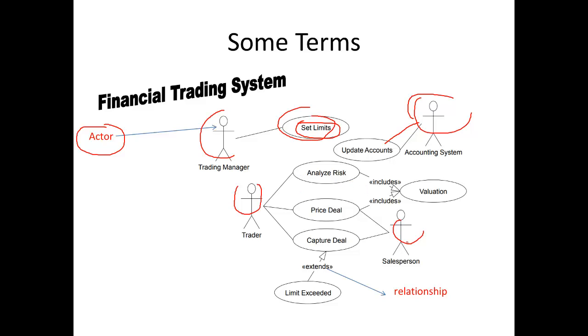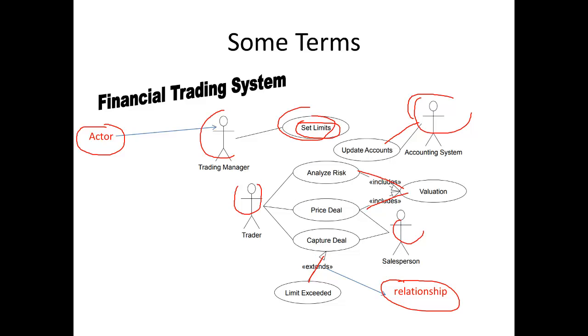In this use case diagram, we also find some relationships. For example, the relationship called extend. Also, this relationship we call include. This relationship we also call include. For a relationship, we talk about the relationship between two use cases.